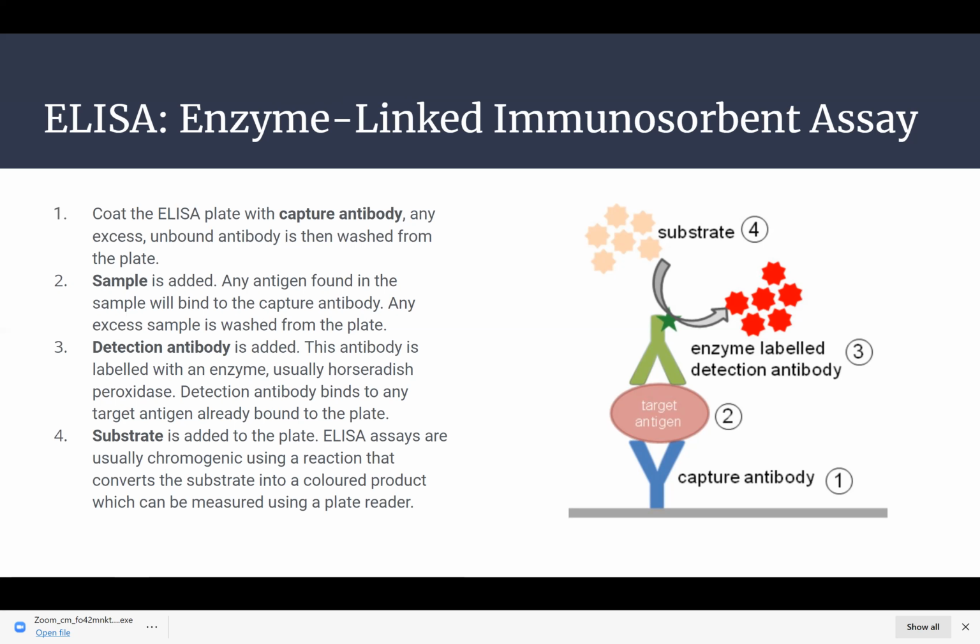Then lastly, substrate is added to the plate. The ELISA assays are usually chromogenic, using a reaction that converts the substrate to a colored product so that you can see it without anything special, which can be measured using a plate reader.